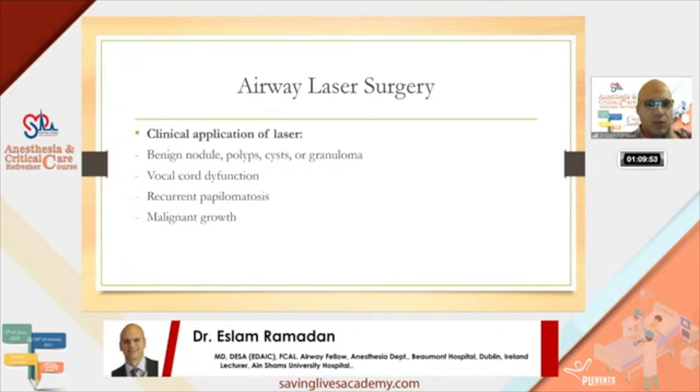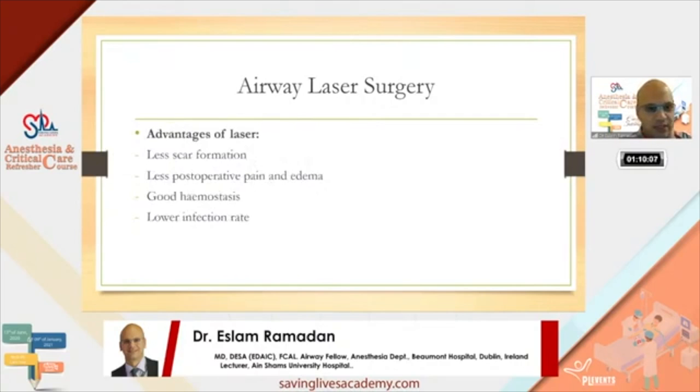Why are we using laser, or rather, when are we using laser? We are using it for removal of benign nodules, polyp, cyst or granuloma, vocal cord dysfunction, recurrent papillomatosis, or malignant growth on the vocal cords. Why are we using laser rather than normal surgery? Less scar formation, less postoperative pain and edema, good hemostasis, and lower rate of infection.